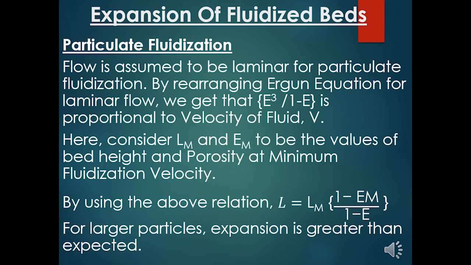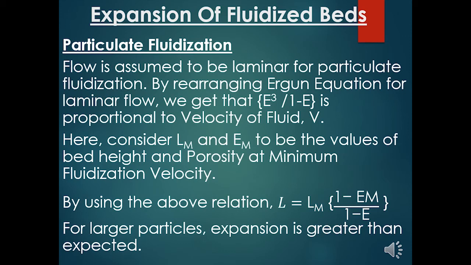In this case we are considering particulate fluidization, and by rearranging the Ergun equation for laminar flow, in which the particle Reynolds number is less than 1, we get that the term epsilon cubed by 1 minus epsilon is proportional to the velocity of the fluid.